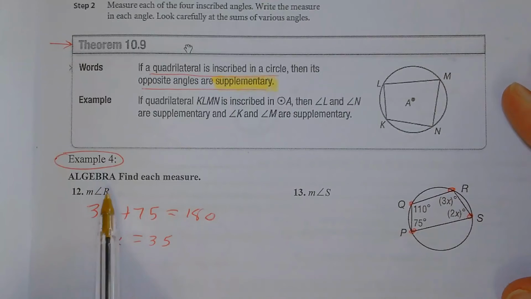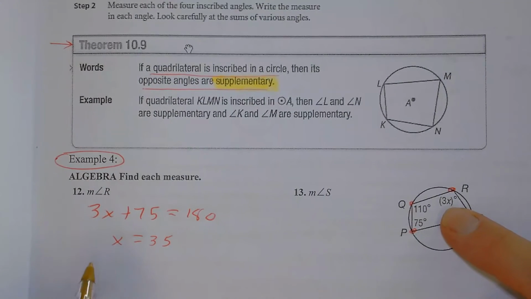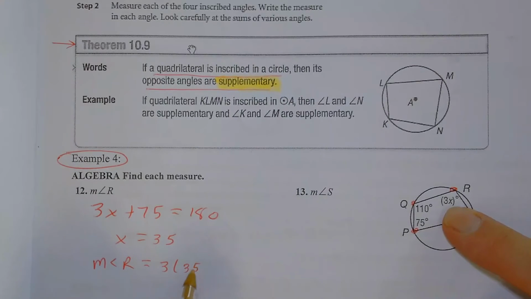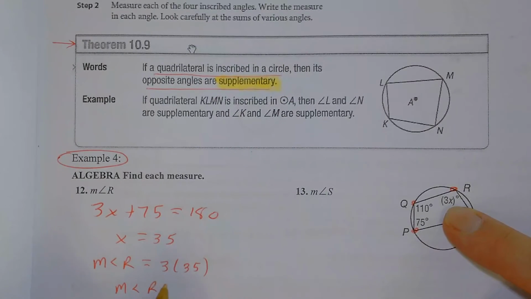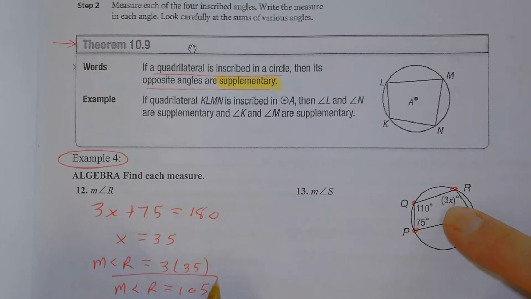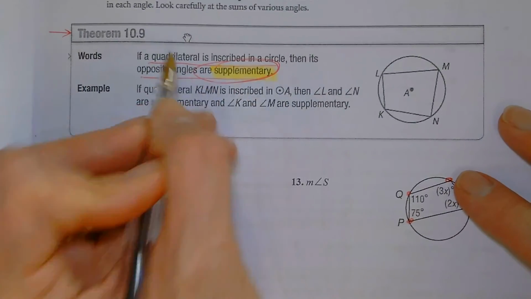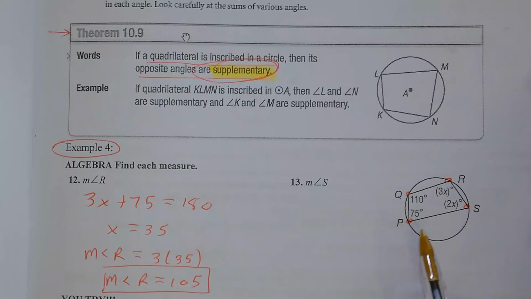Now, it wants the measure of angle R, so I'm going to plug that back in. The measure of angle R equals 3 times 35. So the measure of angle R will be 105. Again, I used that opposite angles are supplementary, not congruent, but supplementary. Okay, last one.